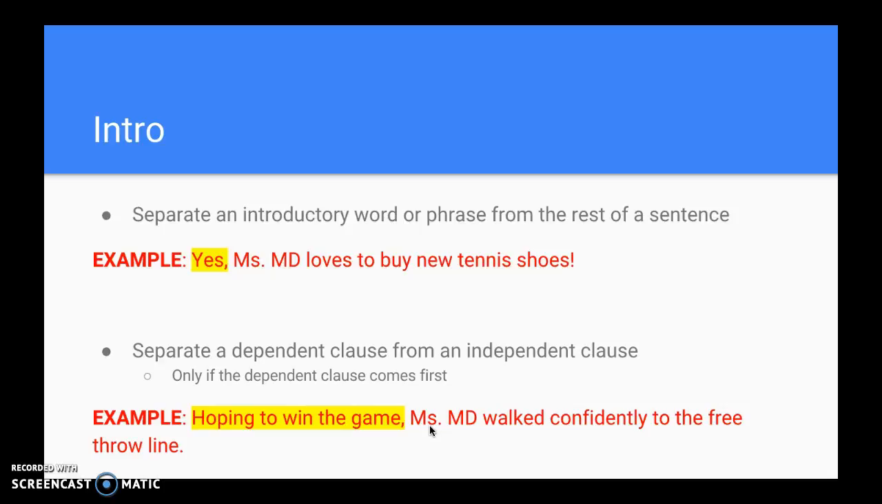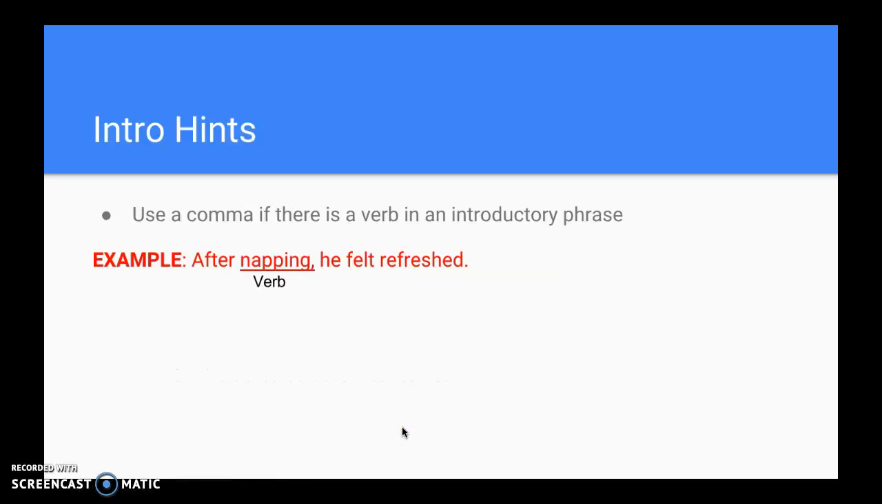Yes, we could. So what we have in the sentence is a dependent clause, meaning it needs something else to make it a complete sentence. And following that dependent clause, we have an independent clause, meaning it could stand alone. If we have that going on in our sentence, we need to separate our dependent clause from our independent clause with a comma.